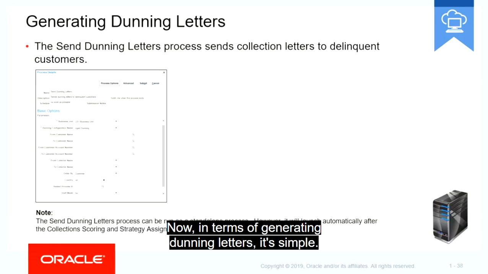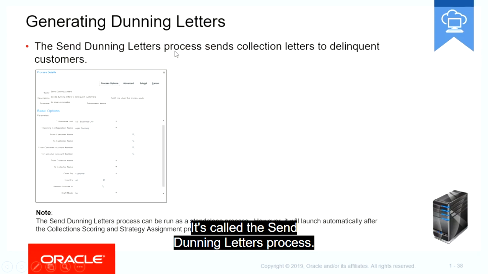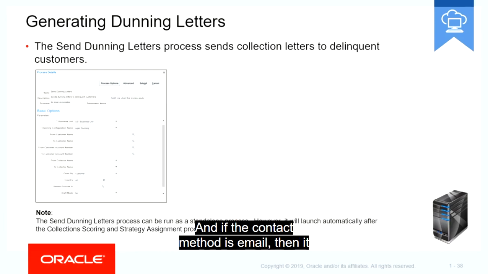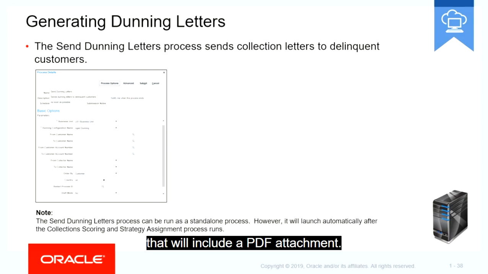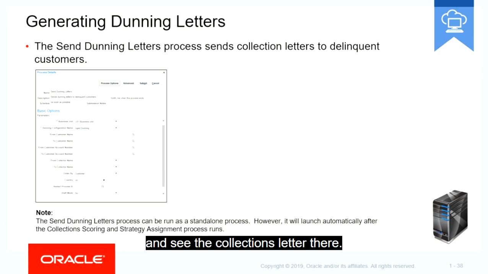Now, in terms of generating dunning letters, it's simple. You can run this process standalone. It's called the send dunning letters process. And what that process does is generate the dunning letter, and if the contact method is email, then it'll of course send an email to the customer that will include a PDF attachment, and of course the customer can open the PDF attachment and see the collections letter there.